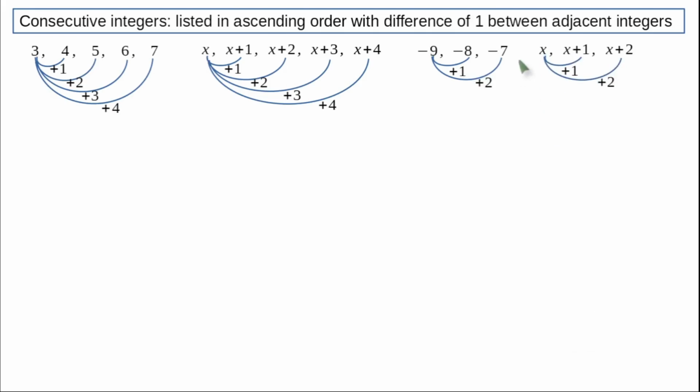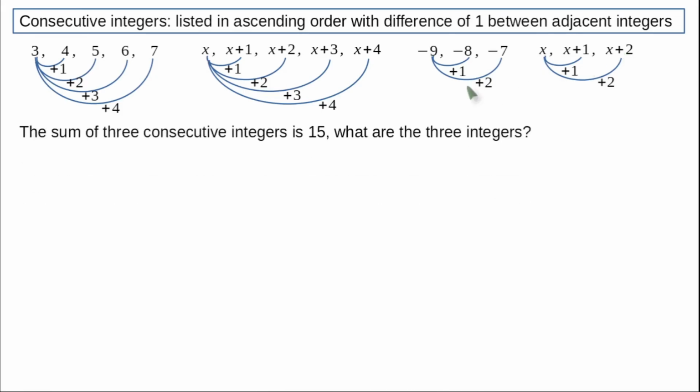So if we know there are 3 consecutive integers, and we assume the first integer is x, then the next integer will be x plus 1. The third integer will be x plus 2. Now we're going to use this observation to solve the sum of consecutive integer problems.